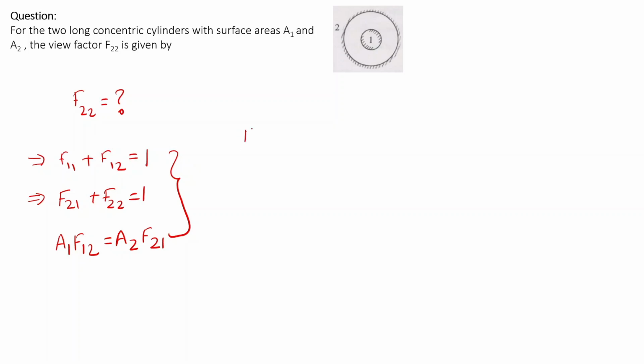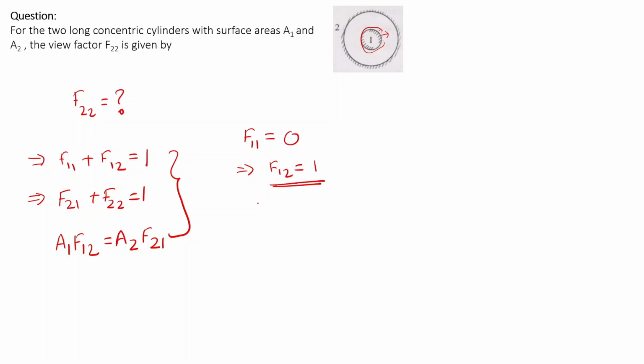So the first term that we want to find is F11. From here we can see that the reflecting surface of the first object is this outer boundary. So if radiation is leaving from this surface, then it won't ever come back to this surface. So the energy won't be coming back to this surface, and hence we can say that F11 will be 0. And that will give us F12 is equal to 1.